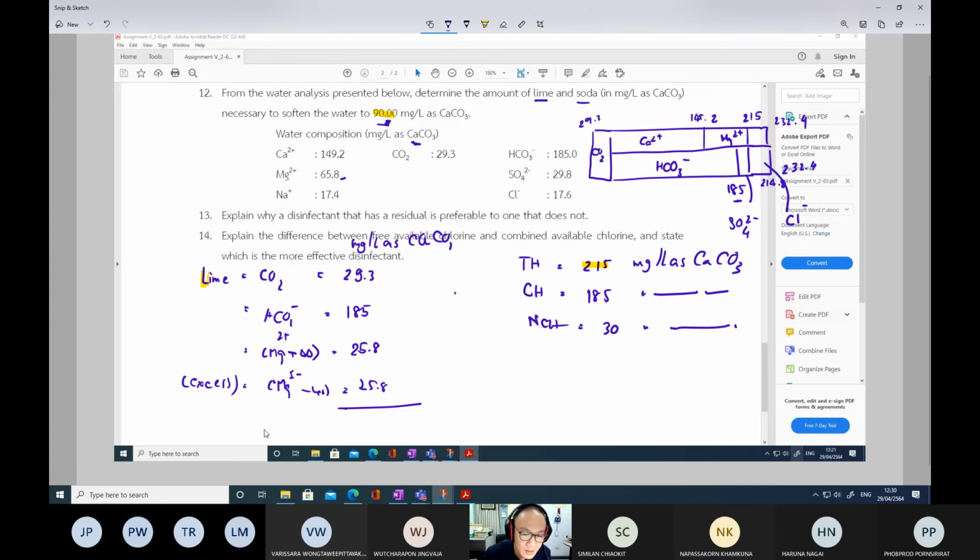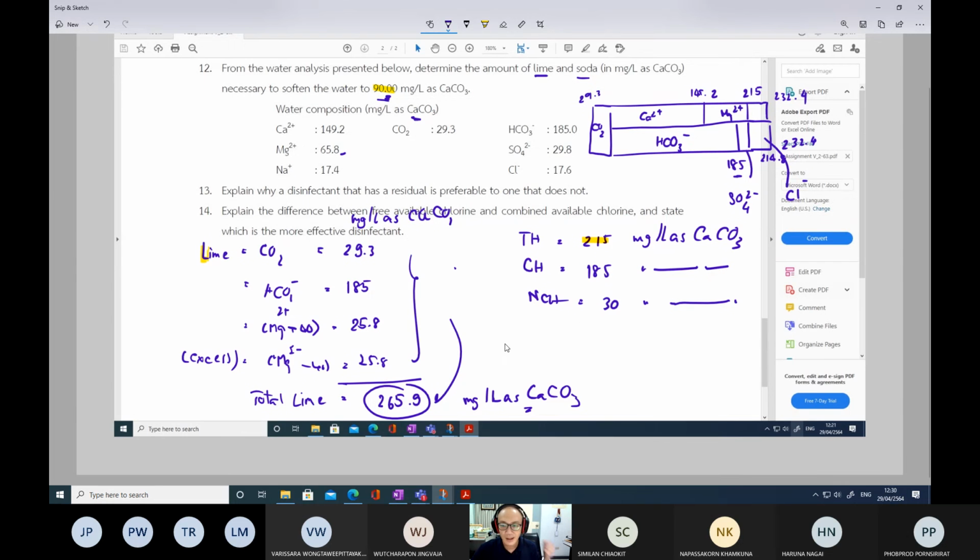So the total lime required is equal to the combination of these four. I don't know how much that would be. 185 plus 29.3, so this will be 265.9 milligrams per liter as calcium carbonate. So this is the amount of lime required.